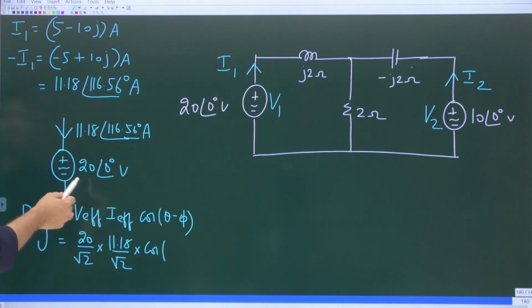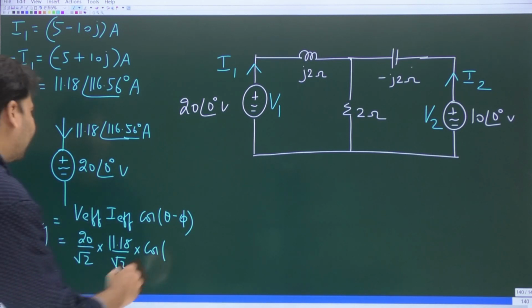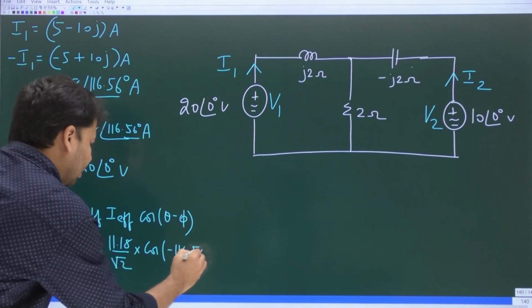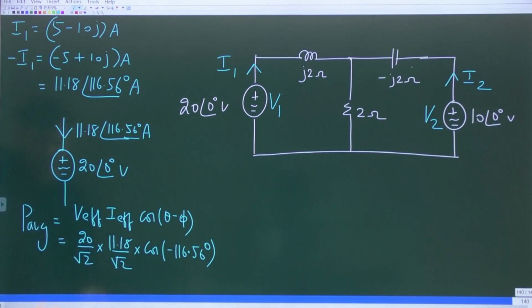Theta minus phi. Theta is the angle of voltage, which is 0 degrees. Phi is the angle of the current, which is 116.56 degrees. So what is theta minus phi? Cos of minus 116.56 degrees. Please tell me the value of this. 20 by root 2 into 11.18 by root 2 times cos of minus 116.56 degrees. Someone please tell me the value of this. This will be the average power absorbed by this voltage source, whose phasor voltage is 20 at an angle 0 degrees.